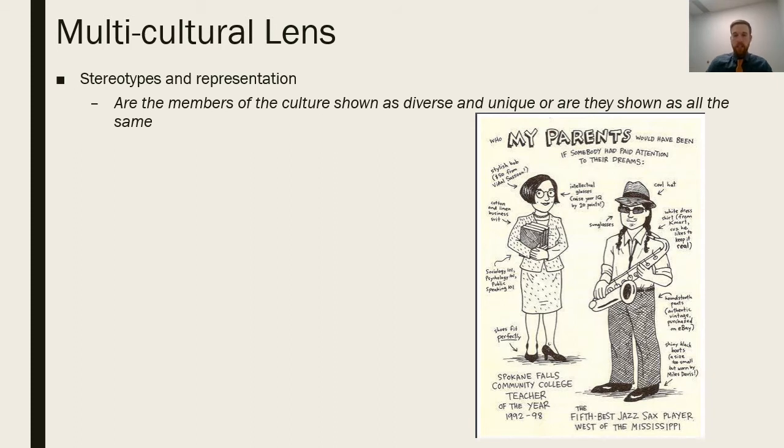Stereotypes and representation. This is one where, when we see Indian characters, when we see white characters, if we see characters of any other race in the book, we want to ask, are they all presented as being the same person? Do they have the same traits? Or do we see them in different ways?